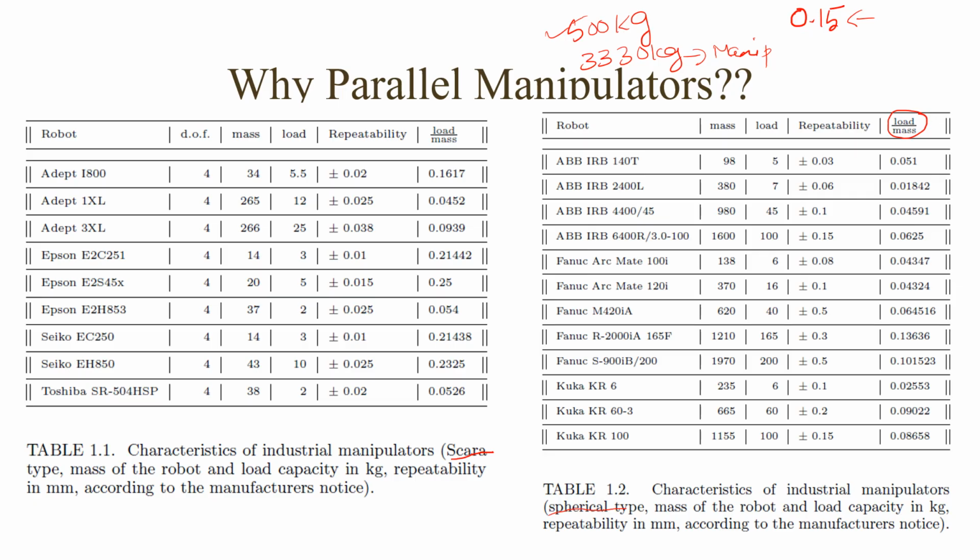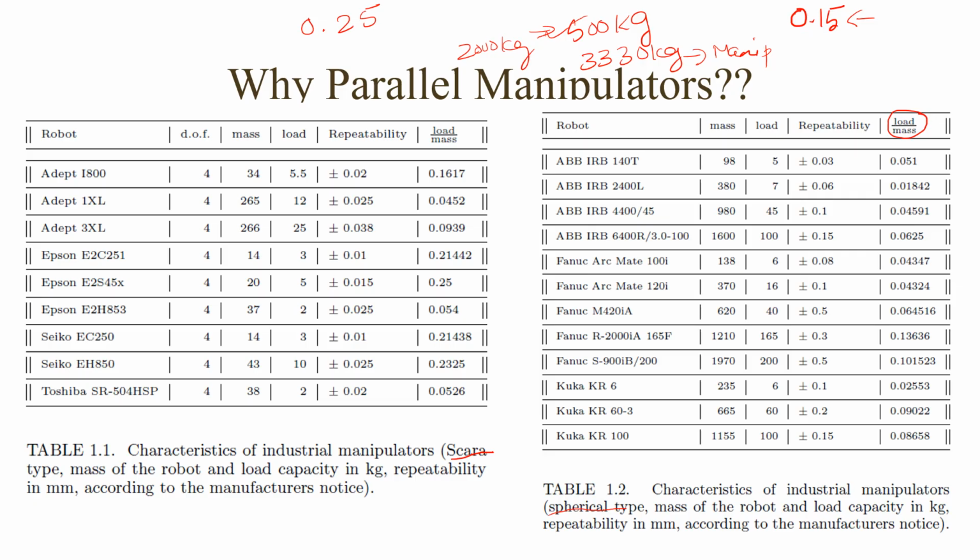Now, when you check the SCARA type of robots, this ratio is generally better. Even in particular for the so-called direct drive robots, which don't have a reduction gear between the motors and the joints, the load to mass ratio is always less than 0.25 for heavy loads, which means that for a load capacity of 500 kilograms, the manipulator mass would be 2000 kilograms.